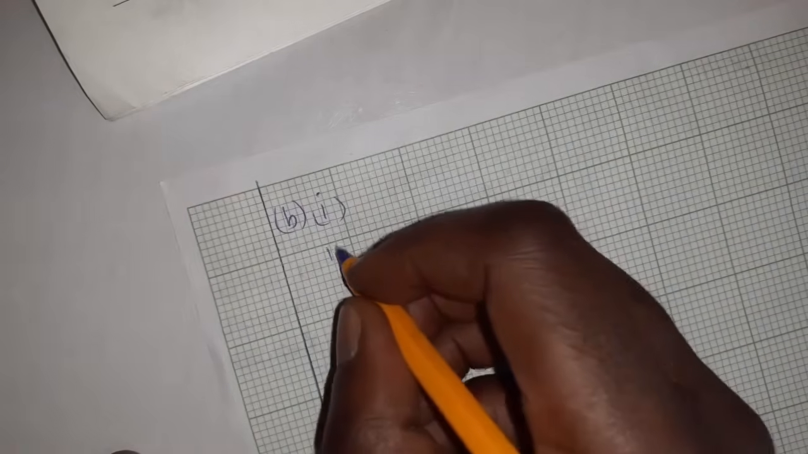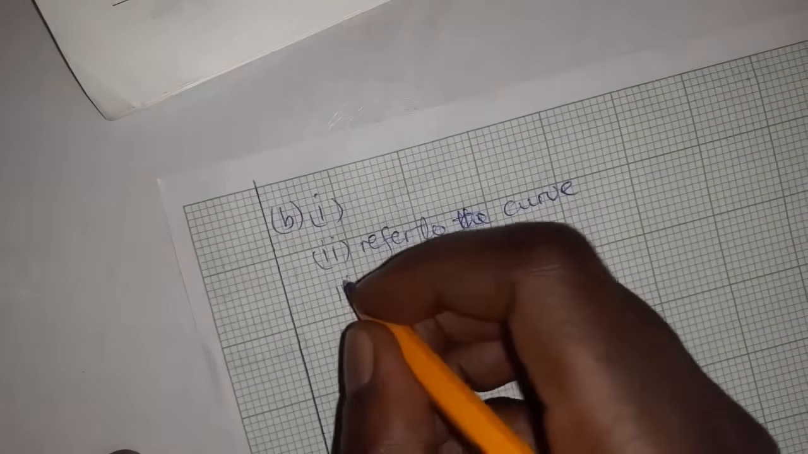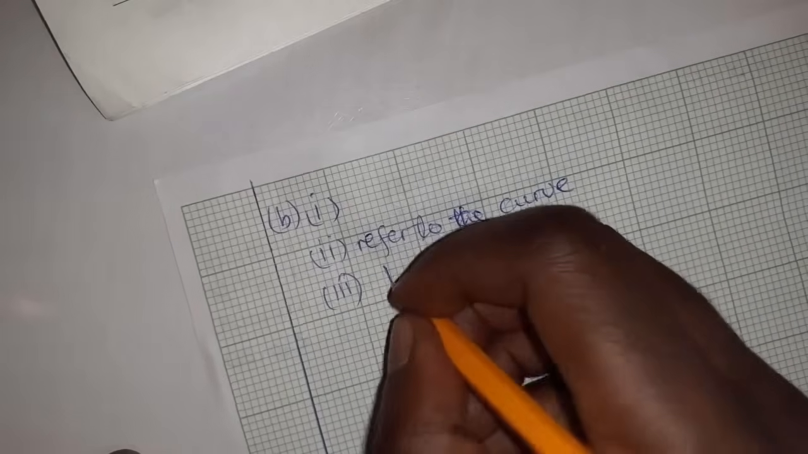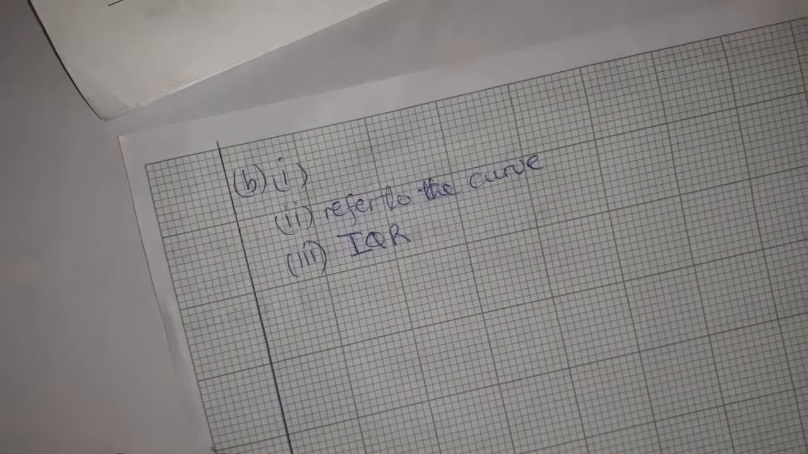So here I'm going to say B. The table should have been here as in B, Roman numeral 1, you draw the table. Then number 2, where you do the curve, you can say refer to the curve which is drawn. Then Roman numeral number 3 now. So we want to find the interquartile range. That's what they are asking us here.